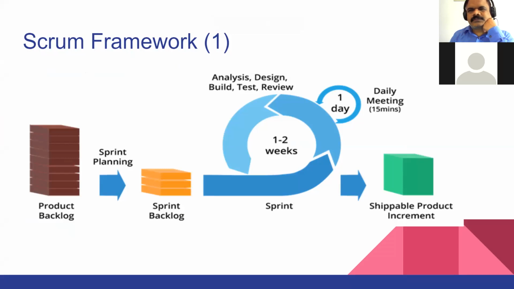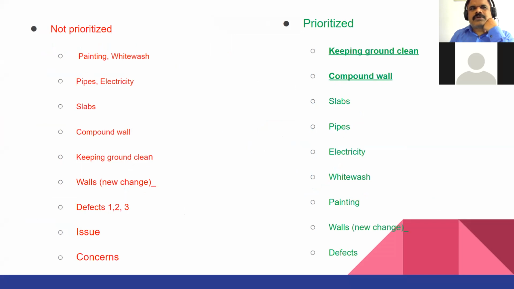Yes. Okay. So I just took a requirement, non-prioritized, and we actually prioritized it. First we keep the ground clean, and then we do the compound wall at the beginning of our construction. Then we go with slabs. Then after that we do pipes and all. So this is a journey I created over time. I'm not giving the entire picture of the construction process.